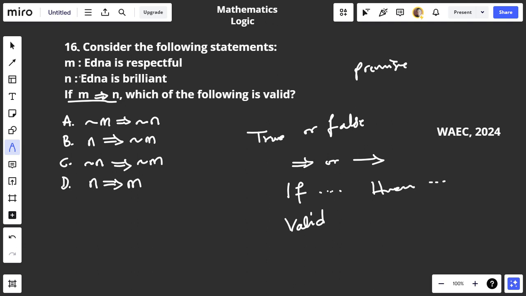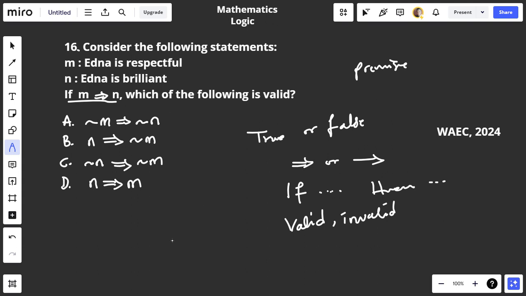That's what we have declared initially. So our initial declaration is what? Egna is respectful, Egna is brilliant. If Egna is respectful, then Egna is brilliant. So for a statement to be valid means the subsequent statement agrees with the premises, that's the previous declarations. An invalid statement is when the subsequent statement doesn't agree with the premises.